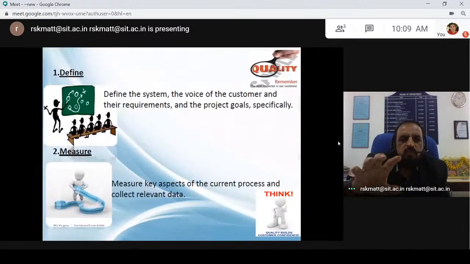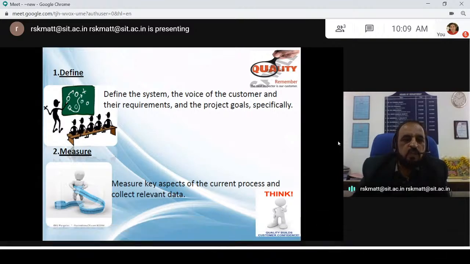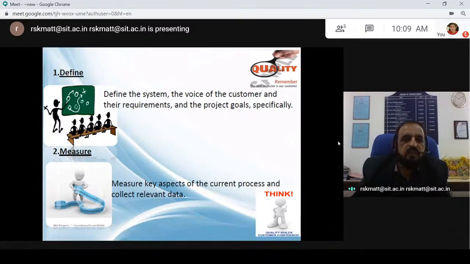I don't want to take much of your time on this, because yesterday and the previous day, I think you might have undergone all these things and this implementation of the DMAIC methodology. Okay, the first one is Define.